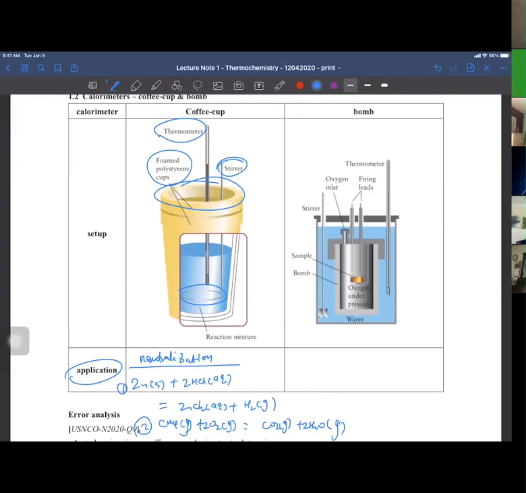What's your idea? I don't think it would be good for the second reaction for sure because you have gases, so it'd be hard to keep them in the cup. A very good point, right?